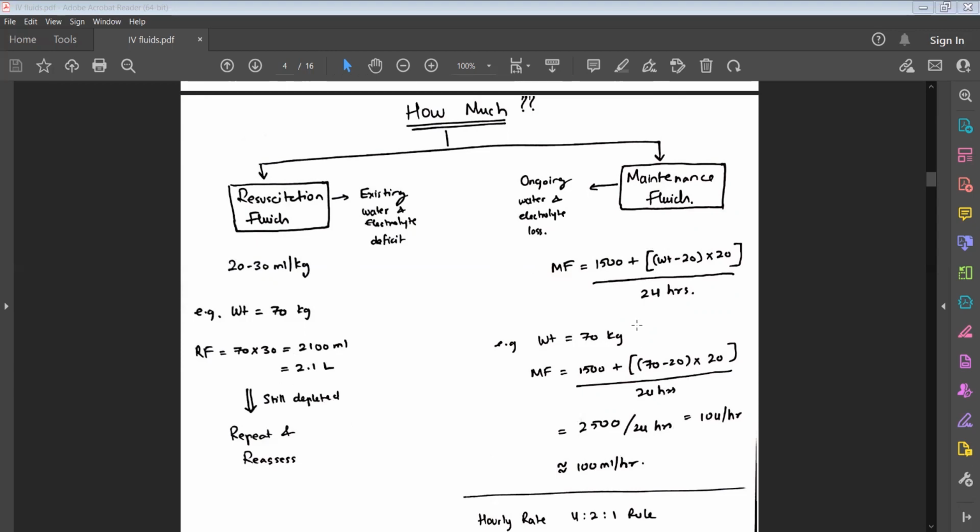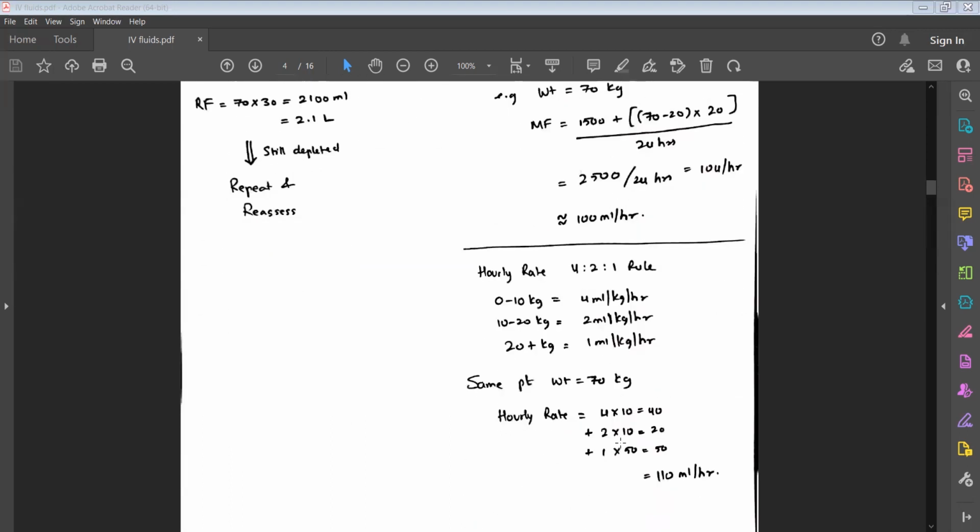The same patient, if you admit them and just start them on 100 ml per hour, it's not going to work for them. So this is something that's very important that you need to understand.